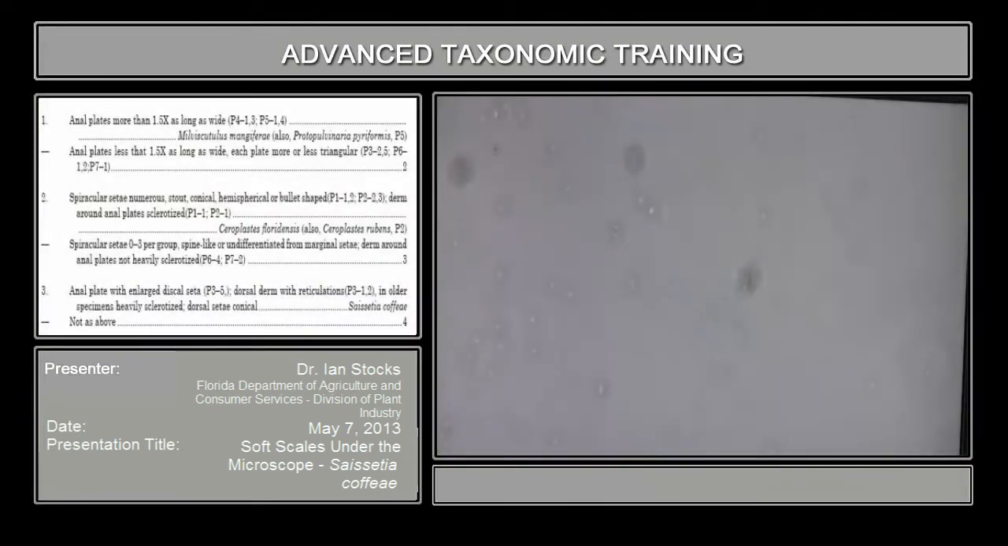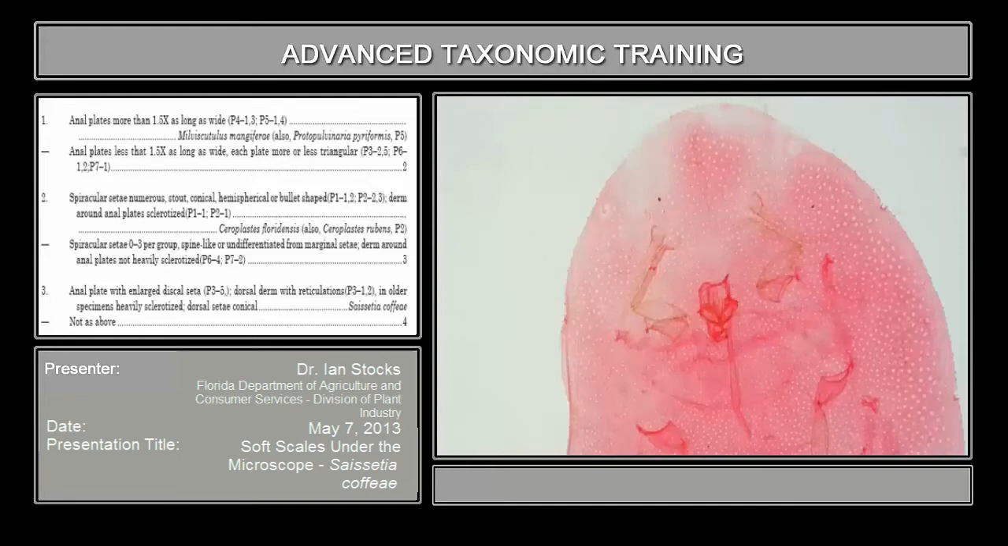All right, so we're done with Ceroplastes floridensis now, so let's go ahead and I'll put on the next slide. We'll get a Saissetia coffeae. All right, so we've got another species here with fully developed antennae, fully developed legs. Also, this one has a tibiotarsal sclerosis.